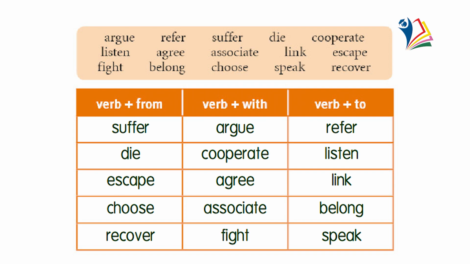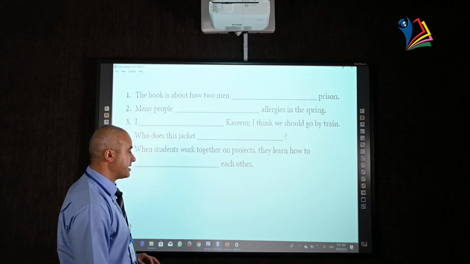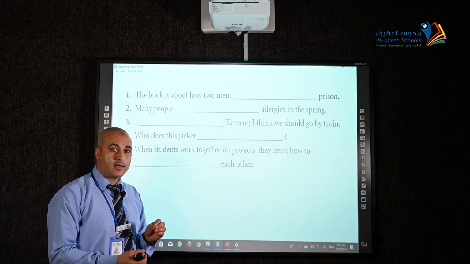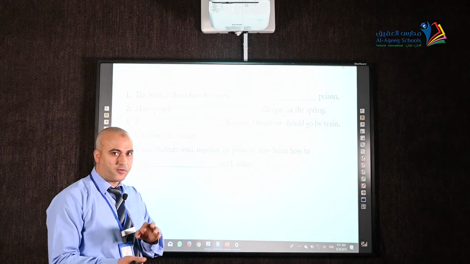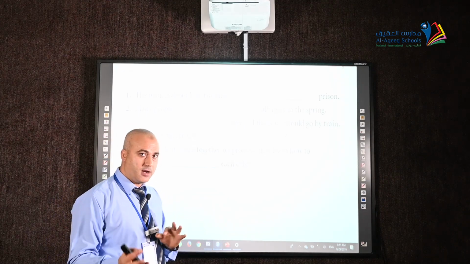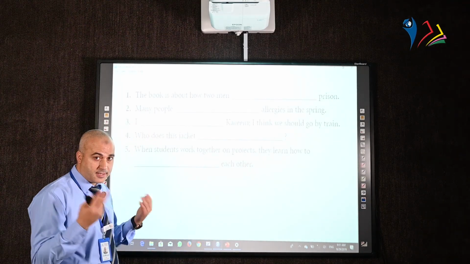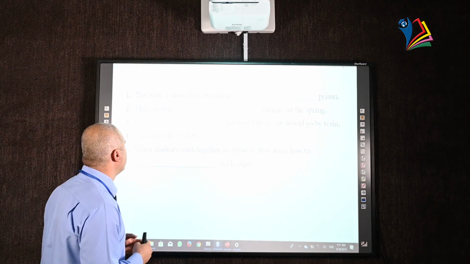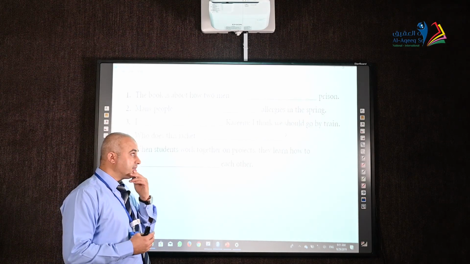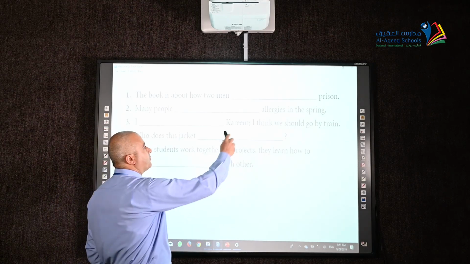Now we are going to take an exercise. Five examples. Here we have to complete these spaces using the appropriate verb and the preposition from the chart we filled before. Right? Argue, escape, link to, any of the previous prepositions in the chart. The first example here: the book is about how to escape from prison. Do you suggest what is the best answer? We say escaped from.